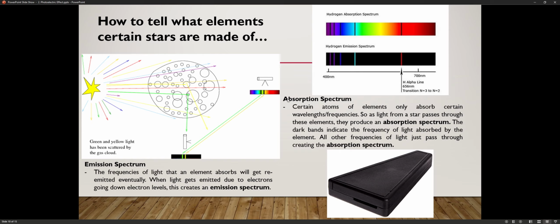And that's called the absorption spectrum. If you want to read more about it, here it is. You're not going to be asked questions about it.